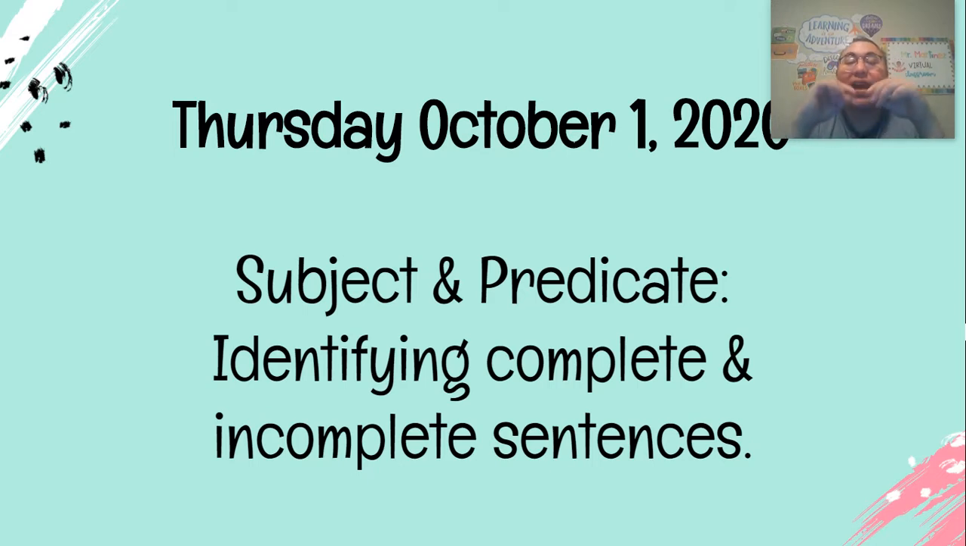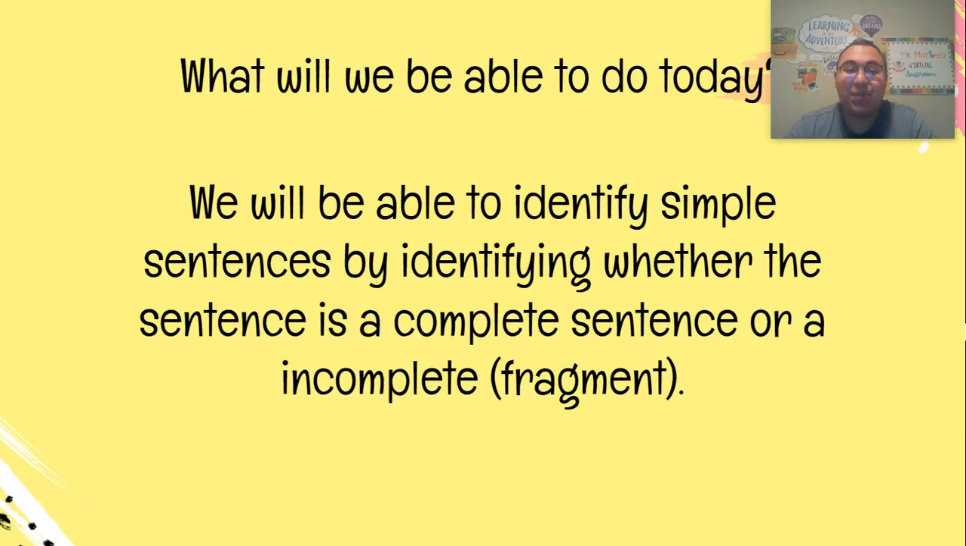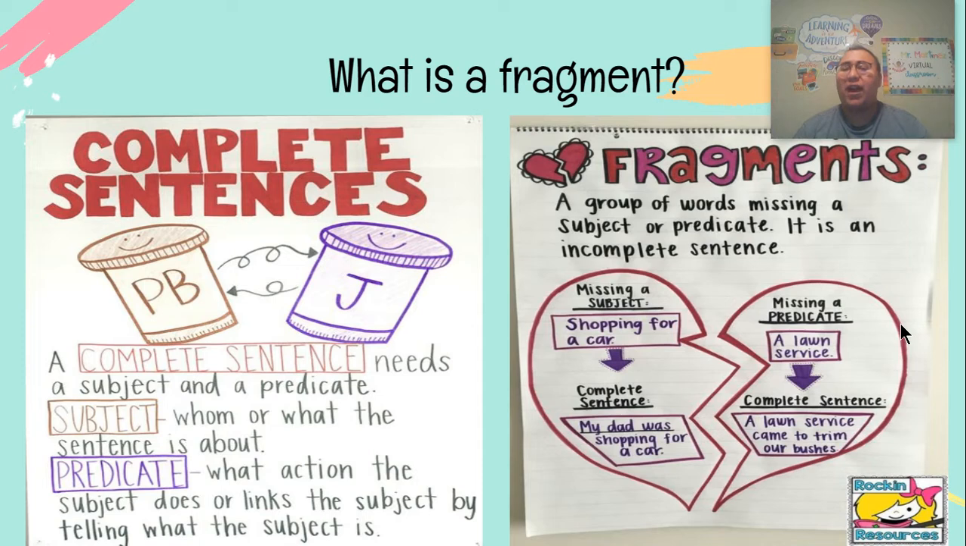Today, we're going to be able to identify complete and incomplete sentences by knowing whether our subject or our predicate is missing. So today, we're going to be able to identify simple sentences by identifying whether the sentence is a complete sentence or an incomplete sentence, which is also called a fragment. So let's talk about what a fragment is.